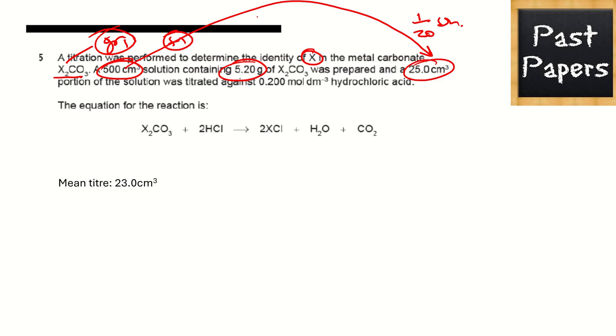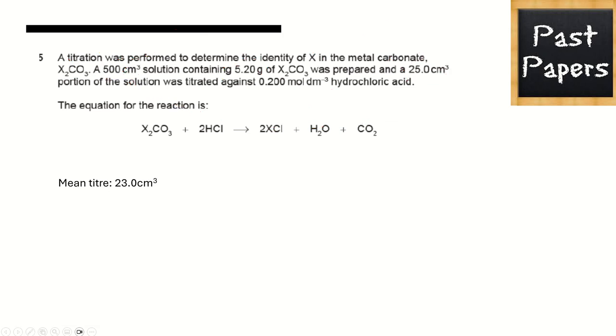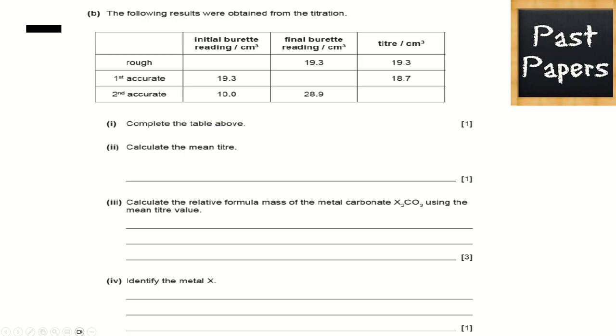That means that whatever the moles were to begin with, I am only going to have 1/20th of the moles in my titration. The concentration from here to here will be the same. All I've done is take 25 cc's out of 500 cc's. Let's have a look at the next slide, because it has the information. Ignore that value there. There's a key here as well whenever we're going to do our titration.